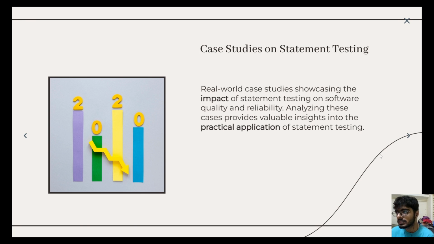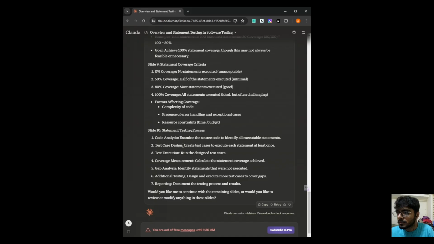Case studies on statement testing are basically real-world studies showcasing the impact of statement testing on software quality and reliability. These cases provide valuable insights into the practical application of statement testing. Now, when we're speaking about case studies, we also have to go through the statement testing process.